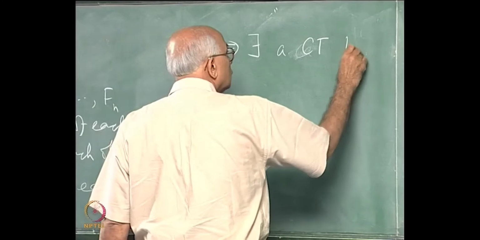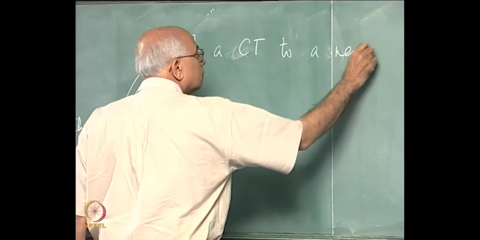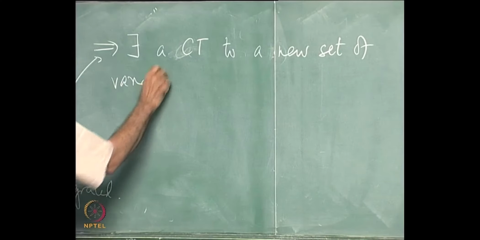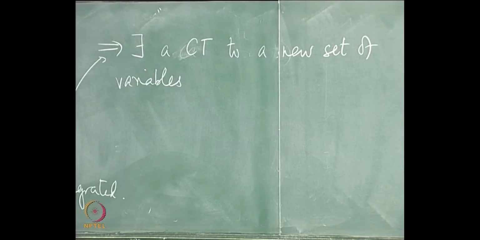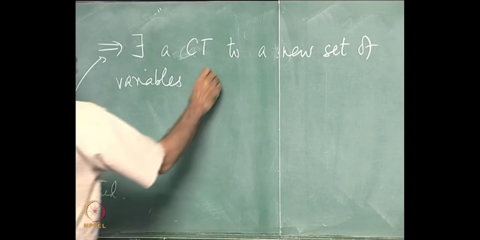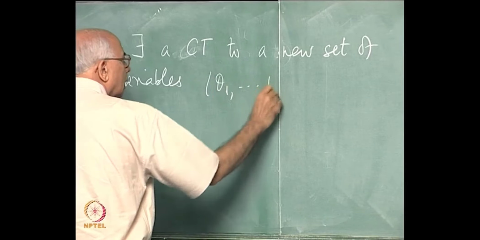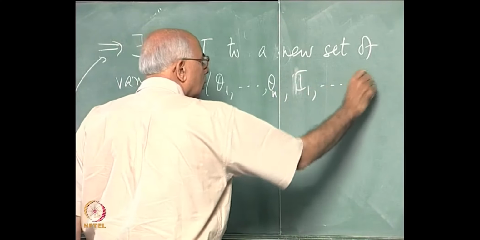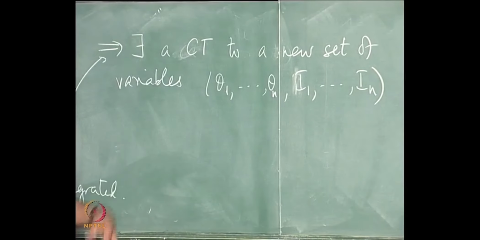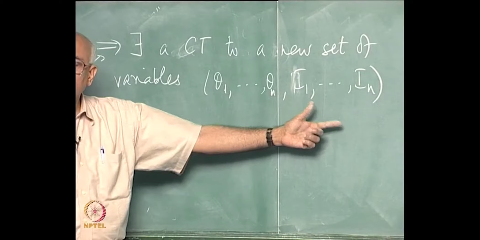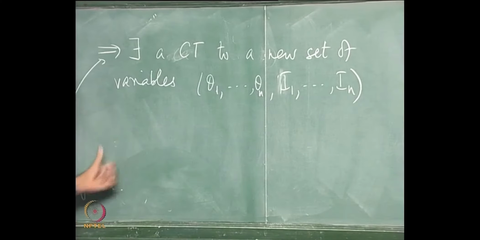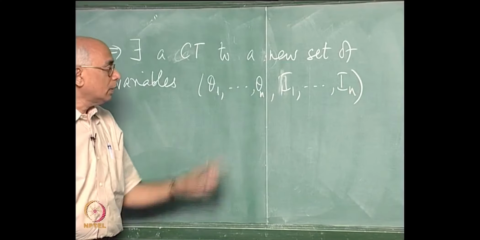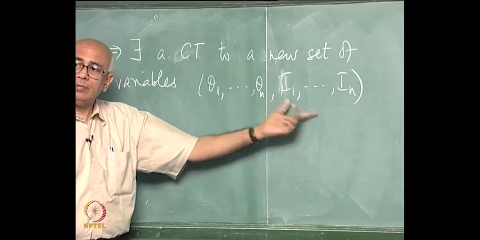to a new set of variables, for which the conventional notation is theta 1 up to theta n, I1 up to In. Recall we had said new variables, capital Q's and capital P's, but this very special set of variables which you have when the system is integrable are denoted by thetas and I's. These are called angle variables, and these are called action variables.